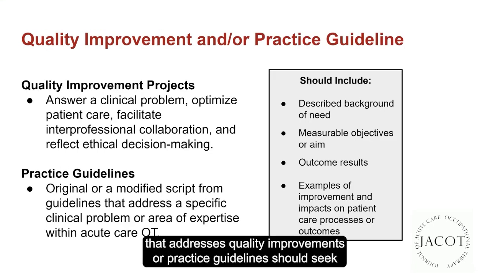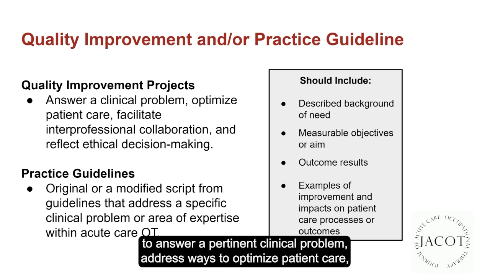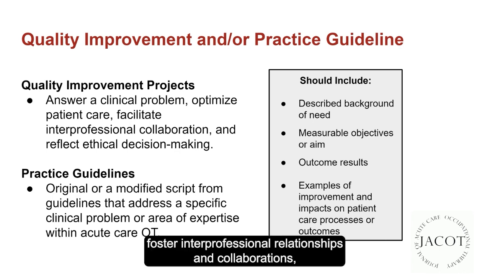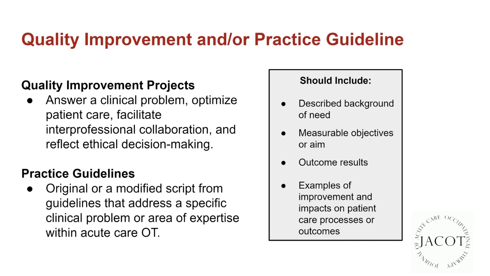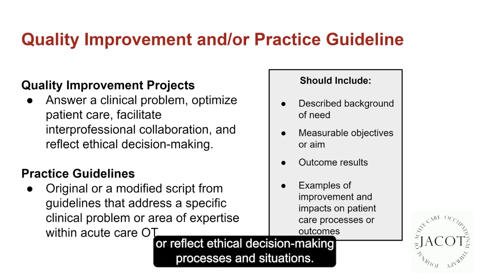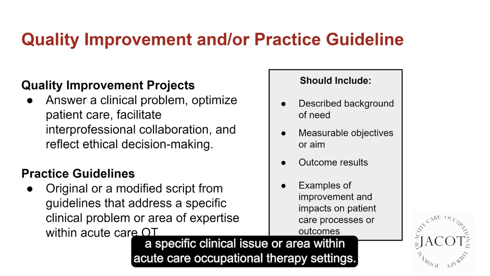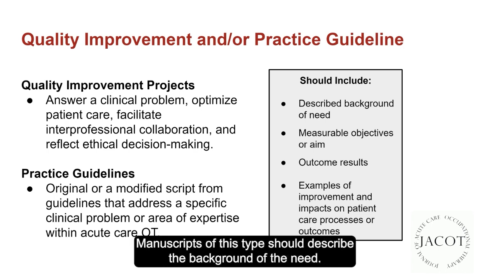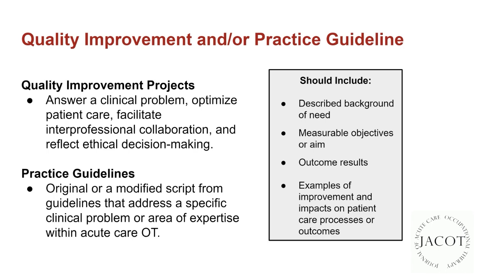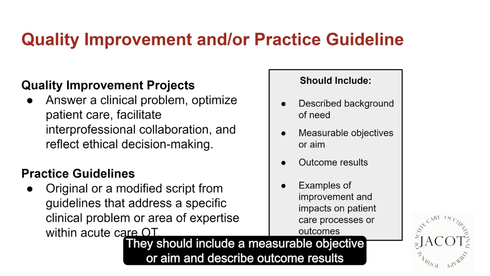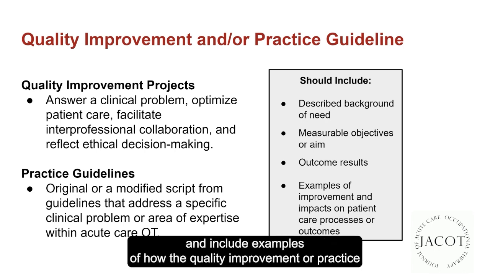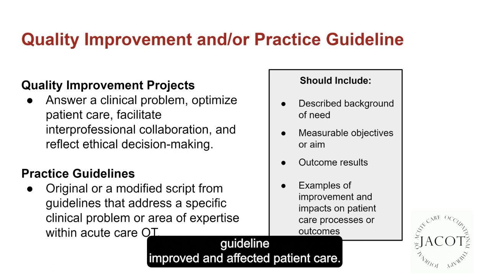A manuscript that addresses quality improvements or practice guidelines should seek to answer a pertinent clinical problem, address ways to optimize patient care, foster interprofessional relationships and collaborations, or reflect ethical decision-making processes and situations. A practice guideline should be an original or modified script that addresses a specific clinical issue or area within acute care occupational therapy settings. Manuscripts of this type should describe the background of the need. They should include a measurable objective or aim, describe outcome results, and include examples of how the quality improvement or practice guideline improved and affected patient care.